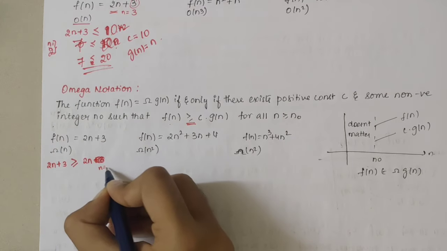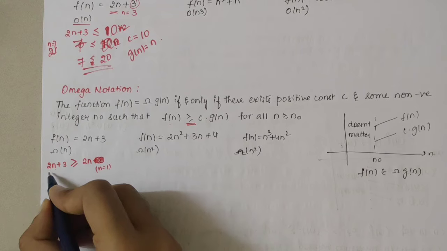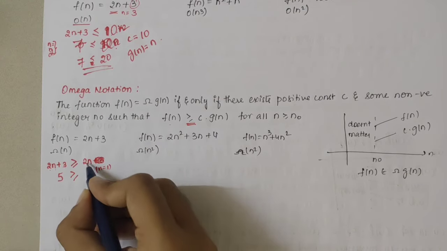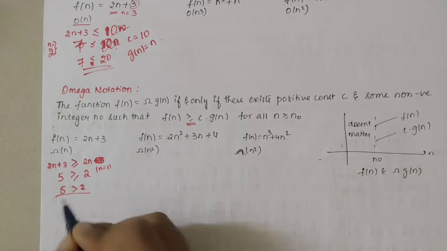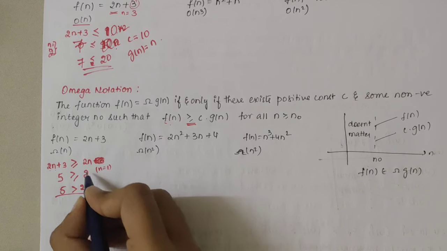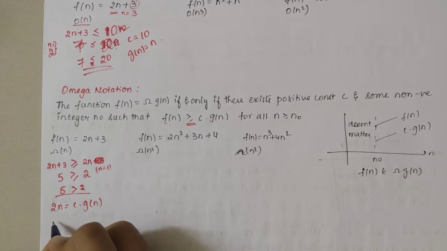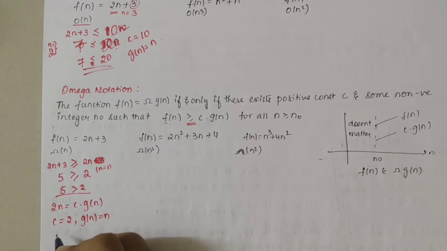Now I'll take n value as 1. So if I take n value as 1, 2n plus 3, 2 into 1 is 2, 2 plus 3 is 5, and on this side I have 2 into 1 is 2. So 5 is greater than 2, which says that this condition is satisfied. Now in 2n, if I write c into g of n, c constant value is 2 and g of n is n. So I have proved that it belongs to omega, big omega of n.